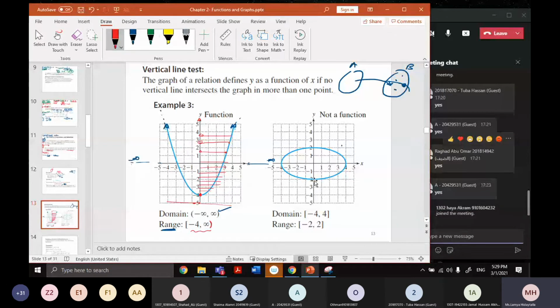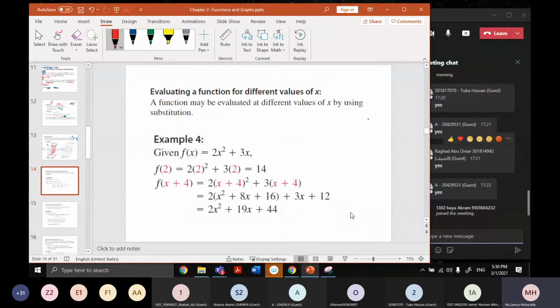طب what is the range? الرينج هو y value. طب look here, y values is where from -2 and up to 2, correct? Everywhere from this side and this side you can find it in the graph. أي y value here, it is where it is there in the graph. So is it clear? If you have the graph of the function, easily you can get the domain and you can get the range. Clear?